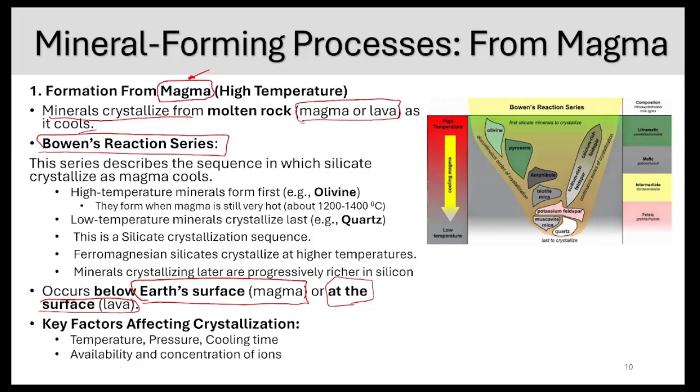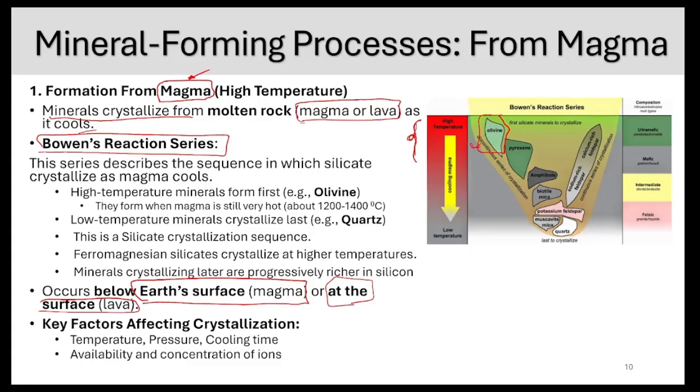Bowen's reaction series tells us that minerals that form at extremely high temperature, here we can see in the diagram, when the temperature is very high, if the mineral starts crystallizing, it will form minerals like olivine. Basically, when the molten rock starts to solidify, it will first form olivine, and they are typically low in silicon.